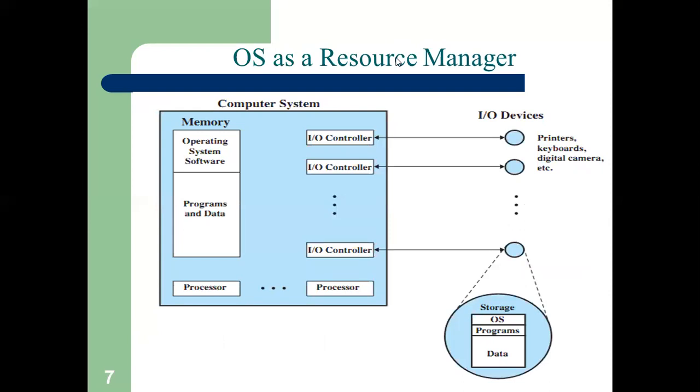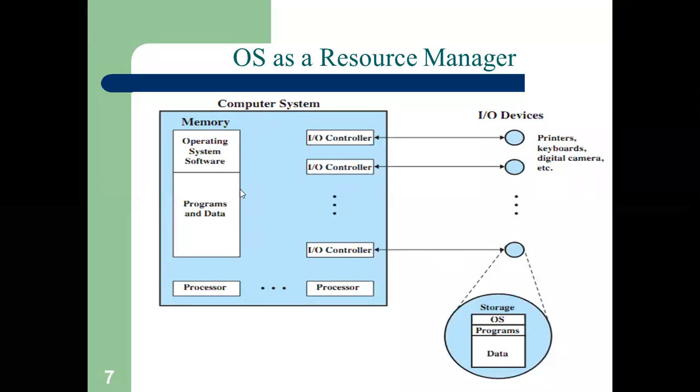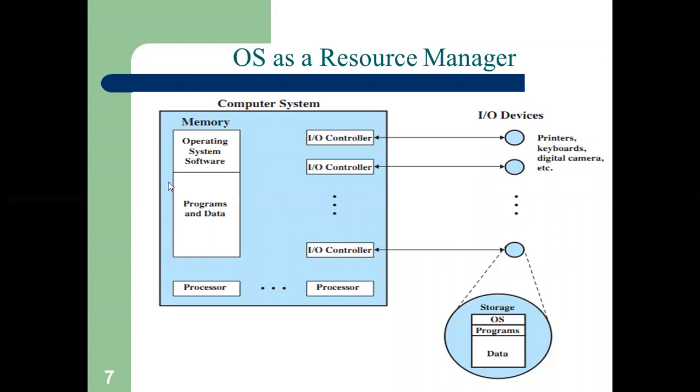Again, we can see here this is the bottom view. Now this is the computer system. OS as a resource manager, computer system. Now you can see here the memory. We will always talk about the main memory. I'm not talking about the secondary memory. This is the main memory, that is, the primary memory. Here there is no role of secondary or external memory. So whenever we talk about the computer system, we will talk about the main memory.